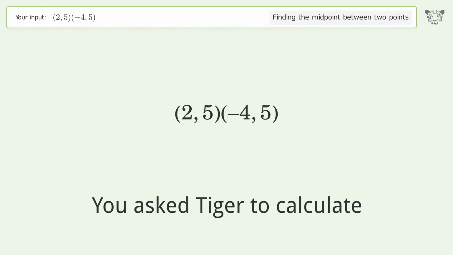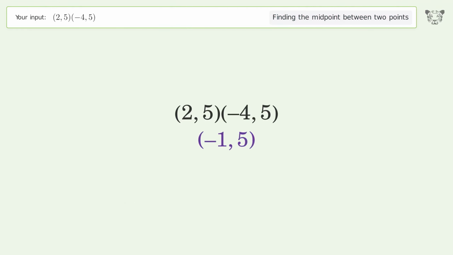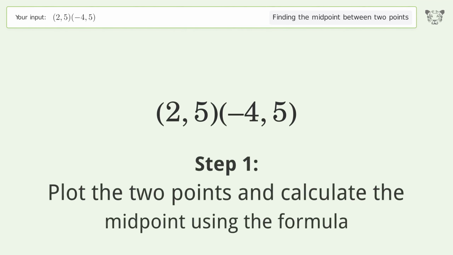You ask Tiger to calculate. This deals with finding the midpoint between 2 points. The midpoint between the 2 points is -1, 5. Let's solve it step by step. Plot the 2 points and calculate the midpoint using the formula.